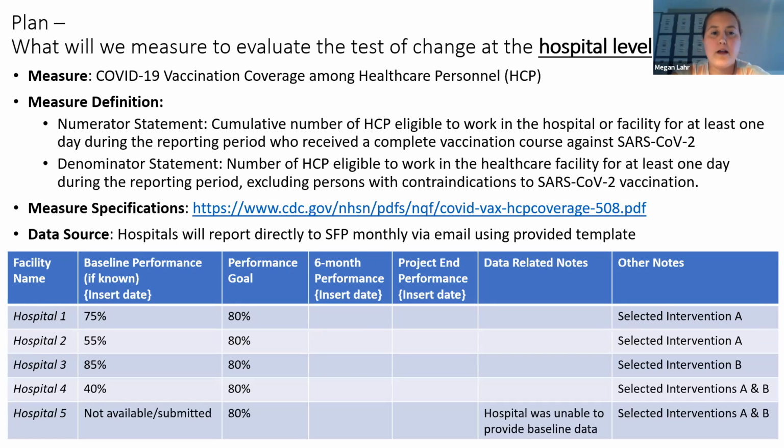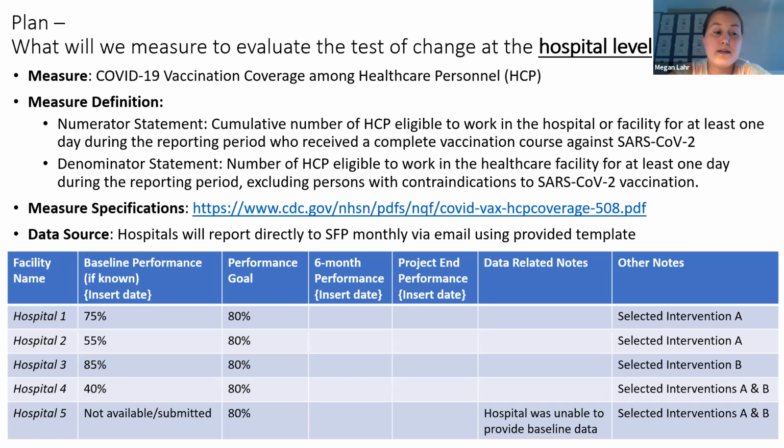So for Hospital 1, they had 75% of their healthcare personnel vaccinated as of the end of August. The goal is 80% for all of the hospitals. Like Hospital 5, we say it was not available or not submitted. So you may not have everything completely filled out. As you go, the 6-month performance and the project end performance, those are really important. Like I said, we're going to be collecting this information at both 6 months and at the end of the project. And so again, it's important to have those.